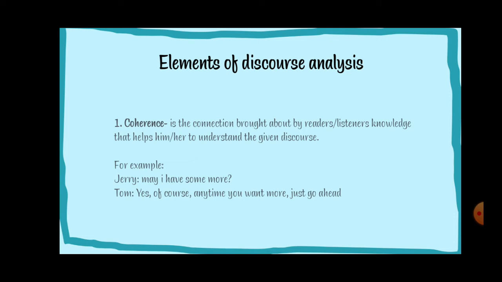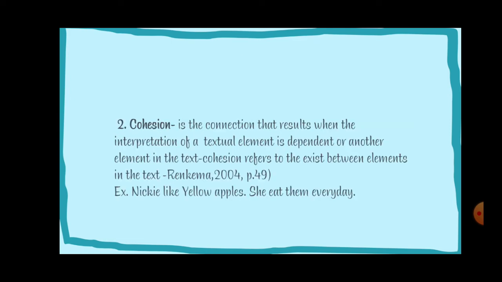So, the next one is the cohesion. Cohesion is the connection that results when the interpretation of a textual element is dependent on another element in the text. Cohesion refers to the links that exist between elements in the text. So for example, Nikki likes yellow apples. She eats them every day.